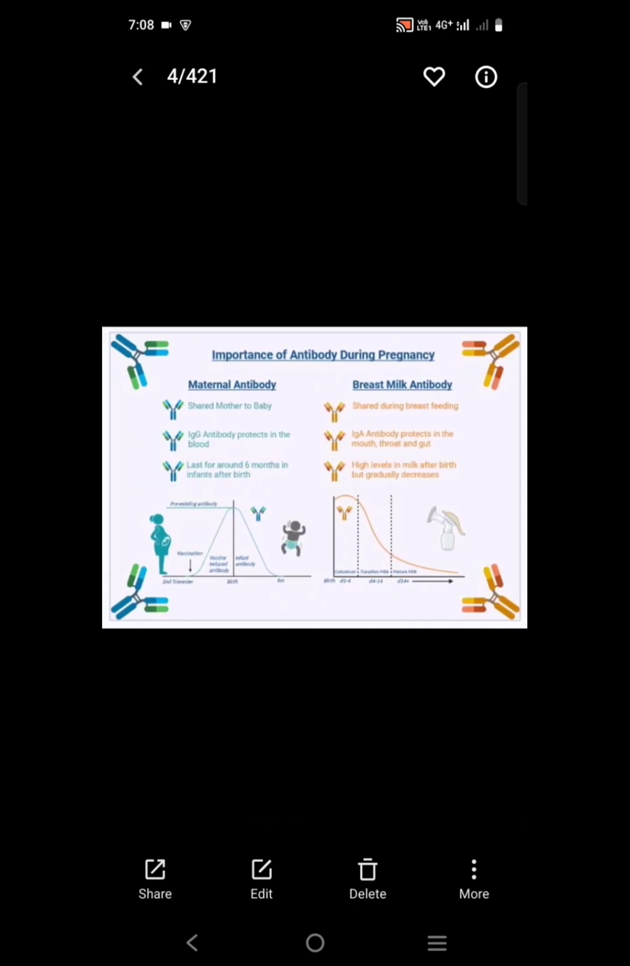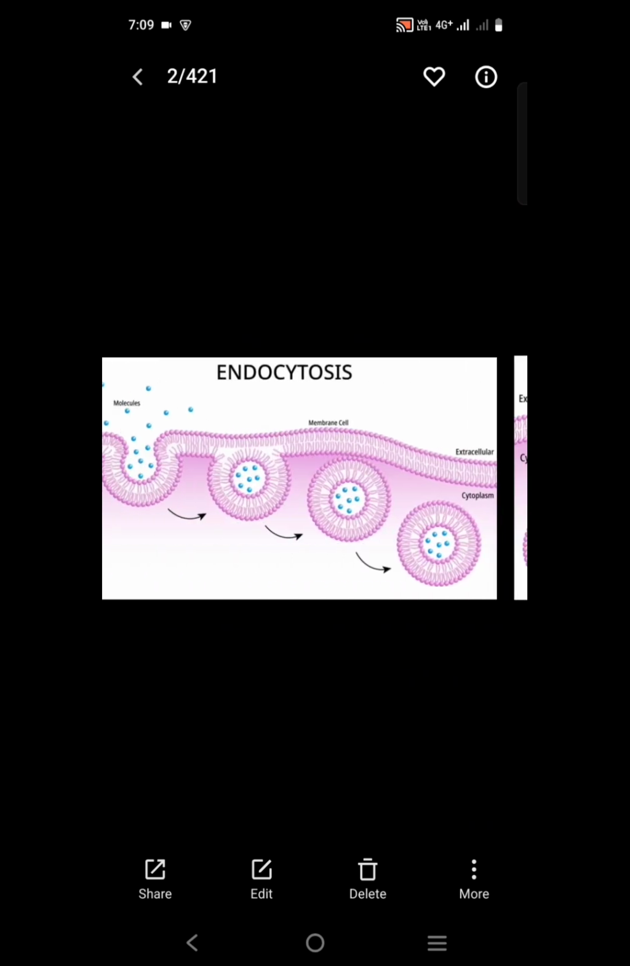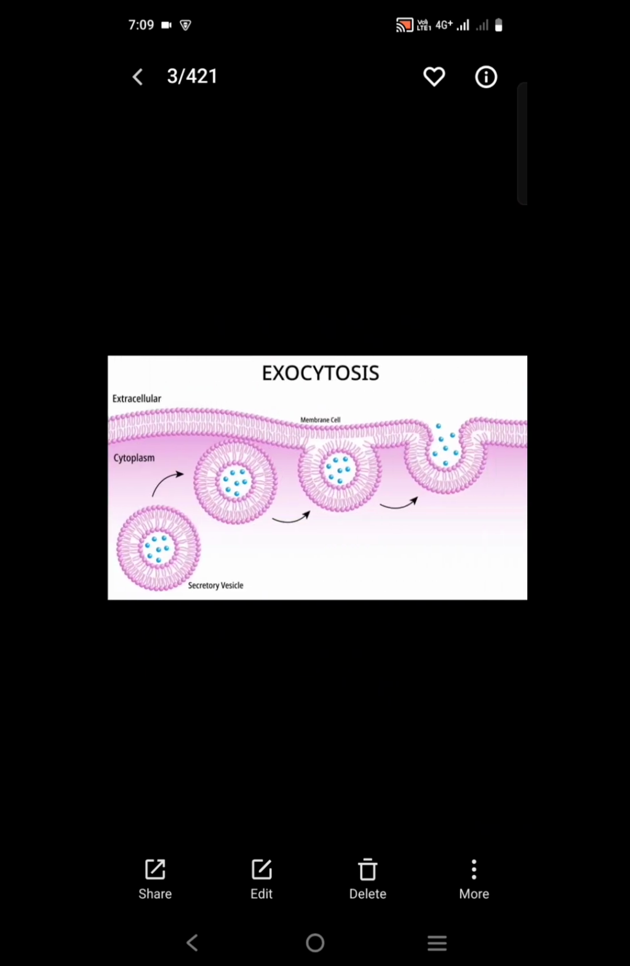And this is the importance of antibodies during pregnancy: maternal antibodies and breast milk antibodies. This we saw, IgG and IgA, and these are important methods. Thank you.